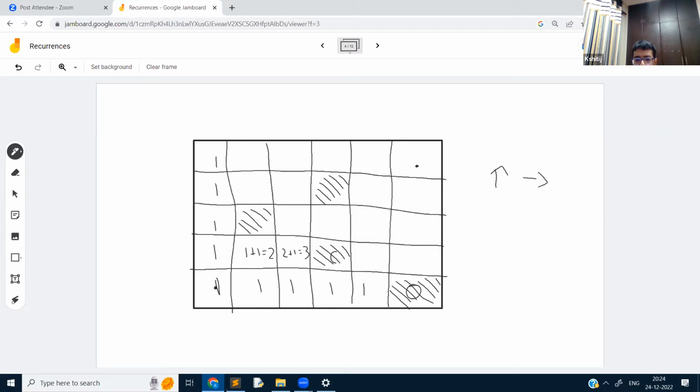Now this cell is blocked, so it's obviously 0. This cell will be 0 plus 1. This cell will be 1 plus 0. And so on we will do for all. This one is 0. This one is 0. Now for this cell, it will be 0 plus 3. 3 plus 0, 3 plus 1, 4 plus 1. And so on we can do.